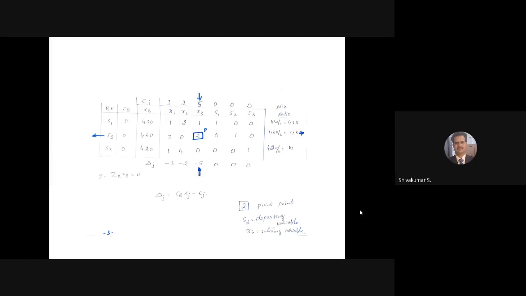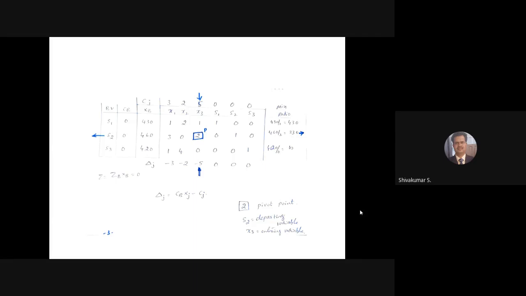Now you have to replace these variables, s1, s2, s3, because finding the value of s1, s2, s3 won't affect the function, because that function depends upon 3x1 plus 2x2 plus 5x3. So you have to find out the value of x1, x2, x3. So you have to remove these three basic variables, s1, s2, s3. That's why s2 becomes the departing variable depending upon the minimum ratio.